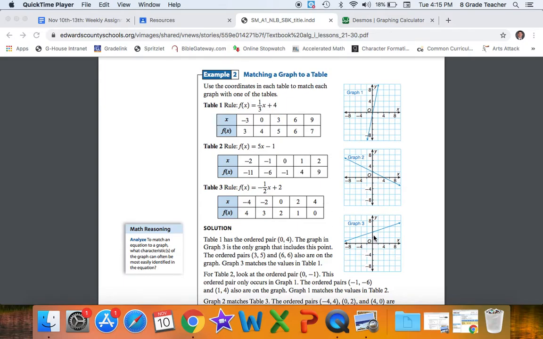If I go up to 4, there it is. So I know that table 1 is graph 3. Now, process of elimination, I only need to figure out one more of these, and then the other one would be the final one to match up. Let's take a look at table 2.